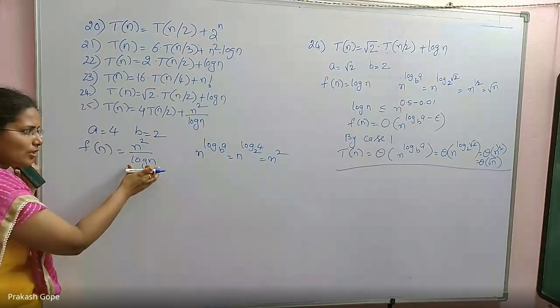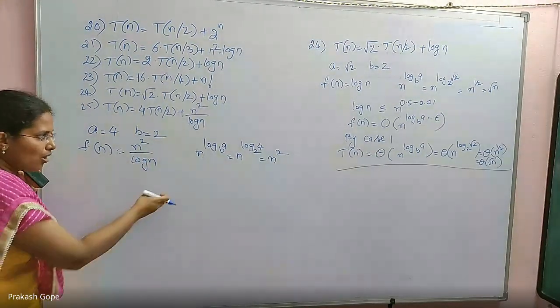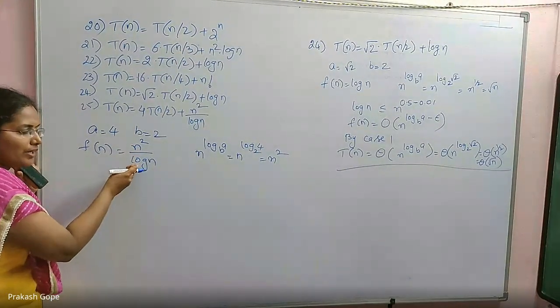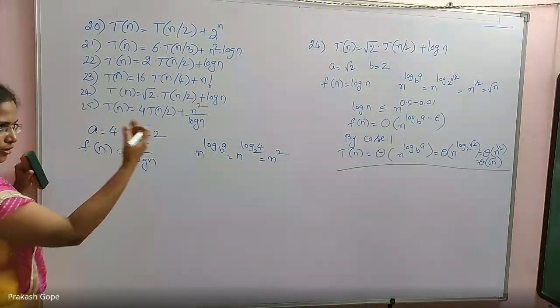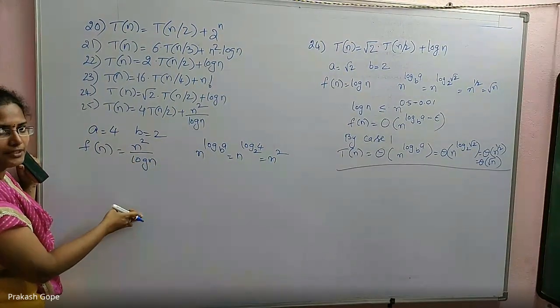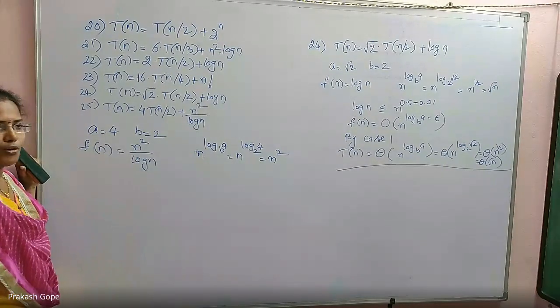As n is increasing, log n will be definitely increasing. So as you go on, the value of this is slowly coming down because you are dividing with a bigger number. So n square is greater than n square by log n. So f of n is less than or equal to n power log a to the base b.